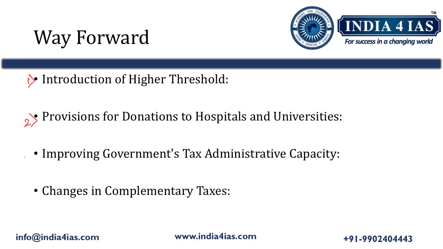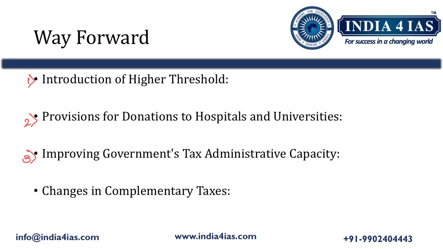Then the third suggestion is improving the government's tax administrative capacity. The government should enhance the tax agency's capabilities using information technology tools like artificial intelligence, machine learning, and big data. This helps to reduce the administrative costs, and it also ensures compliance rates.